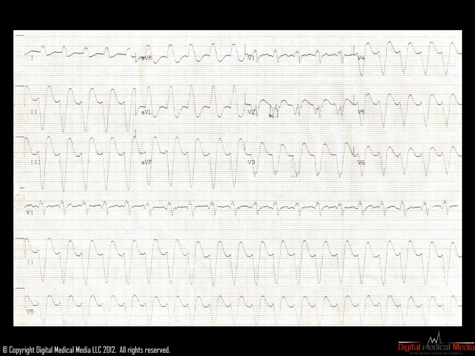Further information about the details of differentiating ventricular tachycardia from supraventricular tachycardia can be found in our more advanced ECG interpretation course.